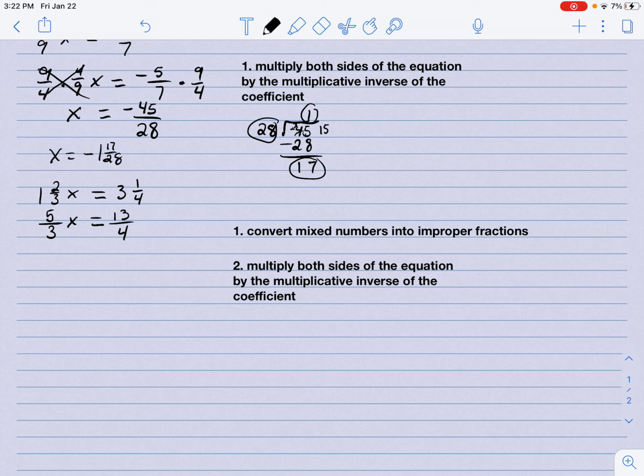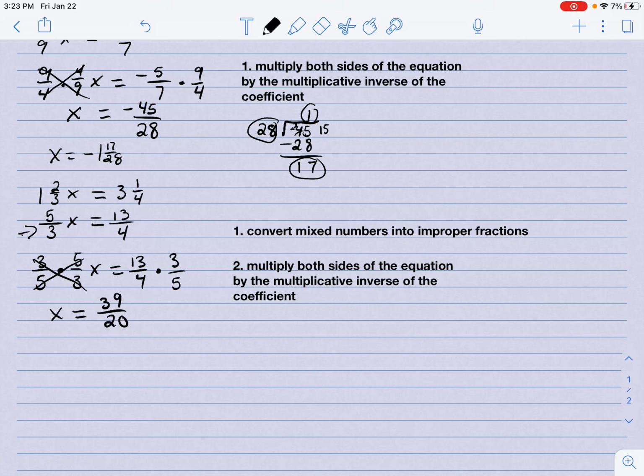Okay, so now that we've done that, we multiply both sides by the multiplicative inverse of the coefficient, which is 5/3. Okay, so 3/5 times 5/3 x equals 13/4 times 3/5. Okay, so we've done our multiplication of the multiplicative inverse. On the left-hand side here, these are going to cancel out, leaving us with x. Now all we've got to do is take 13 times 3 and put it over 4 times 5. So 13 times 3 is going to be 39. 4 times 5 is 20.